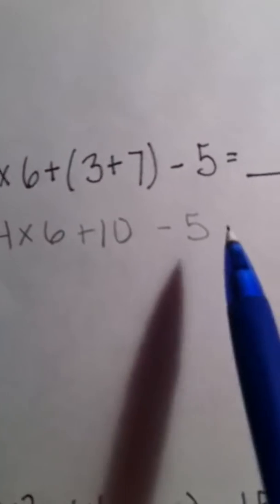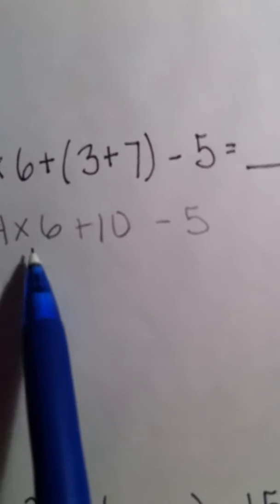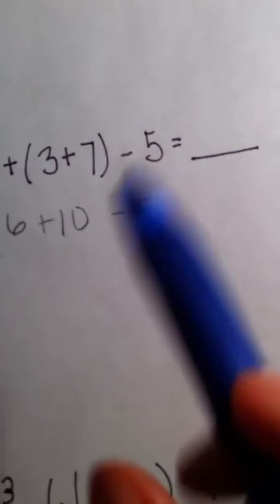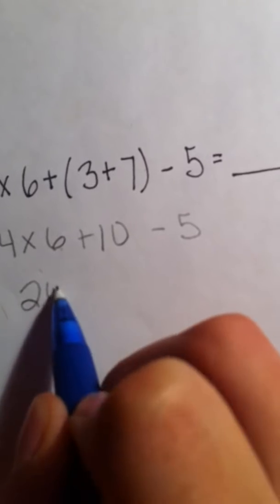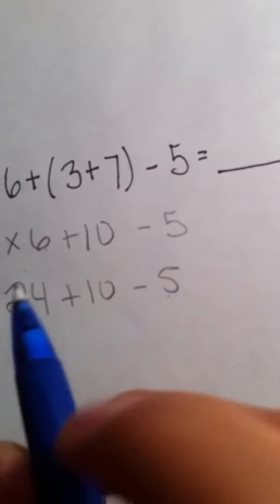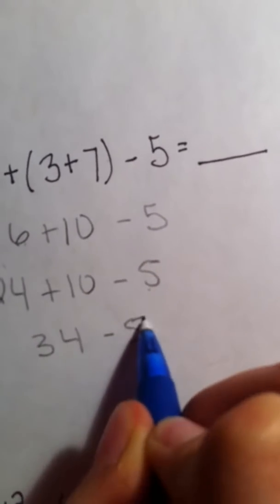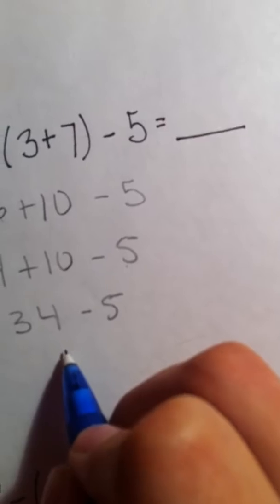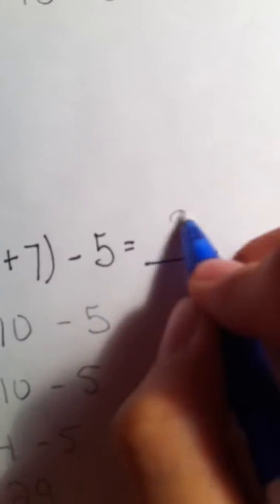No matter where multiplication lies in the problem, luckily here at the very front of the problem, you have to do multiplication and dividing first. So 4 times 6 equals 24, and then you fill in the rest, and then you can go from left to right. So 24 plus 10 equals 34, minus 5 equals 29, and then you put it back up here at the top.